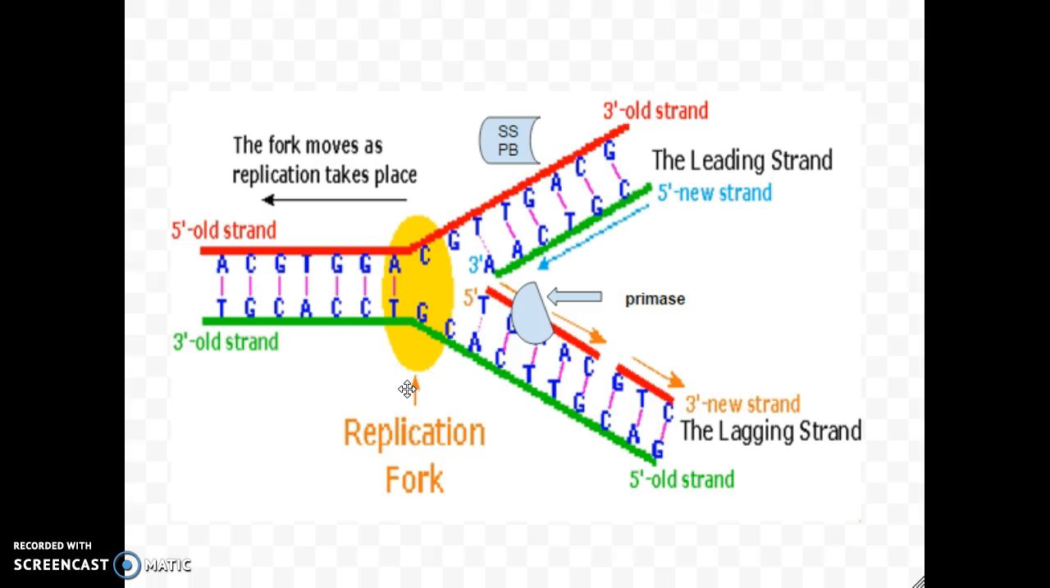DNA replication begins at a specific point in the DNA molecule called the origin of replication site, which is here in the replication fork, which is this yellow area, the helicase. The helicase is an enzyme which unwinds and separates a portion of the DNA molecule, and single-strand proteins stabilize the strands.